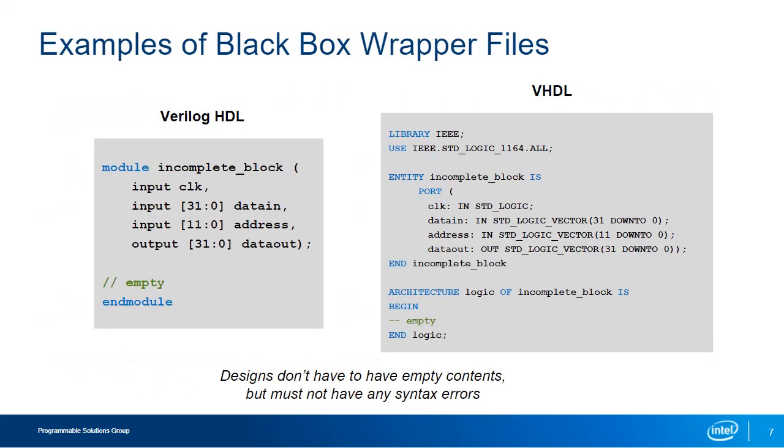Here are Verilog and VHDL examples of a simple black box wrapper file. All I/O ports must be defined, but no other logic is required. Again, once the logic becomes available, simply add it to the black box file or replace the file in the project.